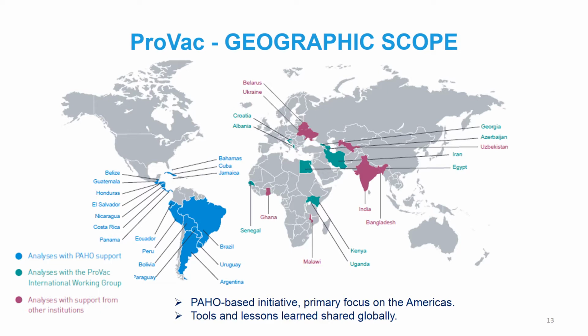While ProVac is a PAHO-based initiative and is primarily focused on providing training and direct support to countries of the Americas, its tools and methods have had a global reach. ProVac models and tools are currently open access resources and have been used in partner collaborations to support countries in other regions of the world, as shown on this map.